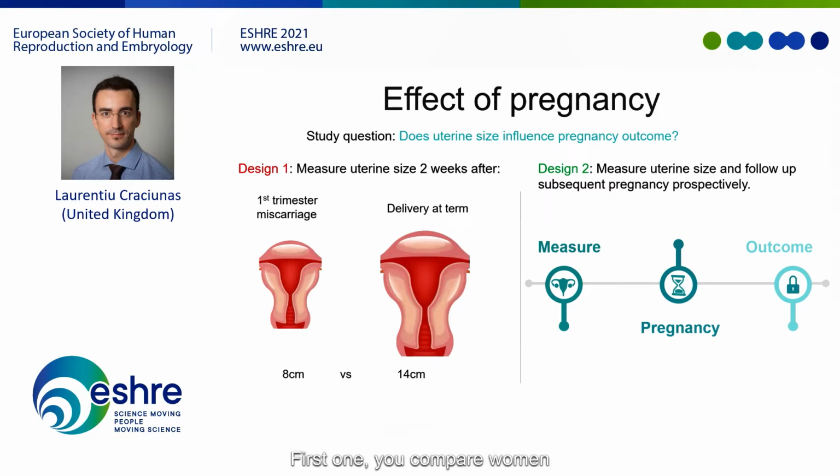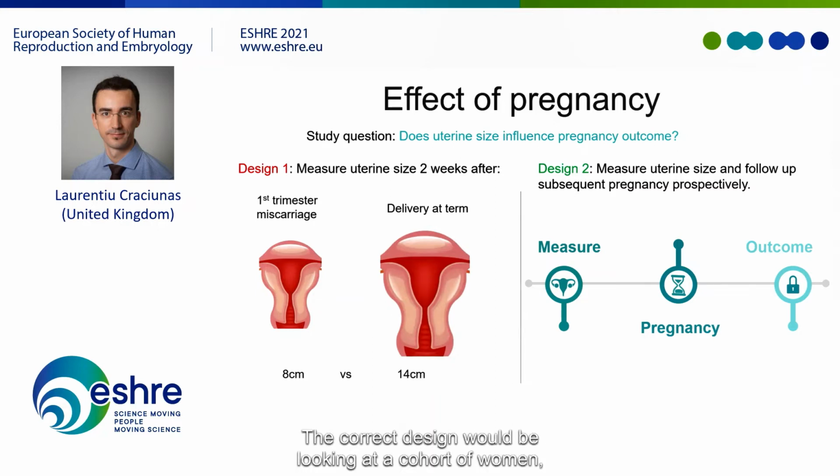First one, you compare women who suffered first trimester miscarriage with women who achieved live birth at term by comparing their uterine size 2 weeks after the completion of the pregnancy. Unsurprisingly, the results will show that women who suffered miscarriage had a normal-sized uterus, while those who achieved a live birth had a bulky uterus 2 weeks after delivery. Will you ever consider that normal-sized uterus is a risk factor for miscarriage, while the bulky uterus increases the chance of a live birth? I hope not, because the difference in size is caused by the pregnancy itself. Poor study design leads to misleading results.